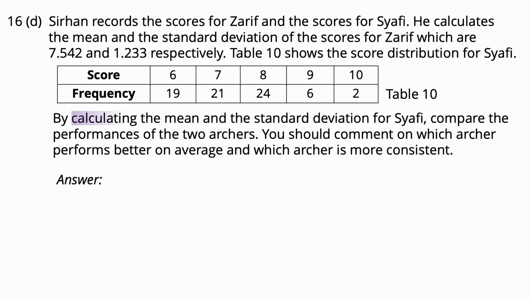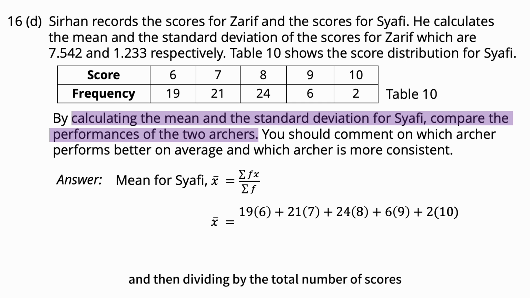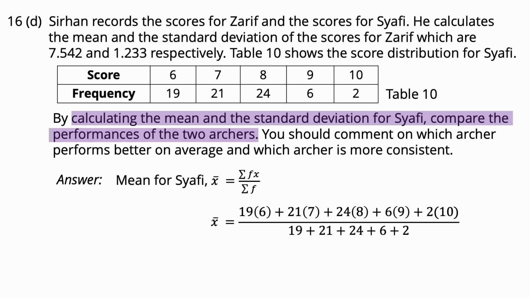16d. By calculating the mean and the standard deviation for Shafi, compare the performances of the two archers. Mean for Shafi is the sum of fx divided by the sum of f. Calculate the total score by multiplying each score by its frequency: 19 times 6 plus 21 times 7 plus 24 times 8 plus 6 times 9 plus 2 times 10. And then divide by the total number of scores: 19 plus 21 plus 24 plus 6 plus 2. The mean of Shafi is 7.319.